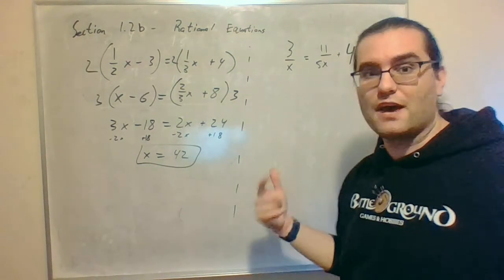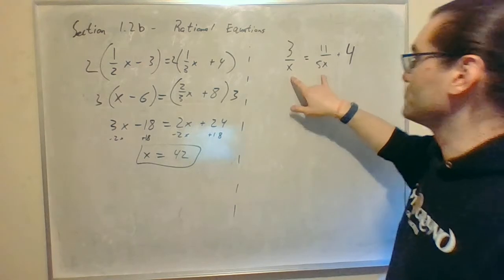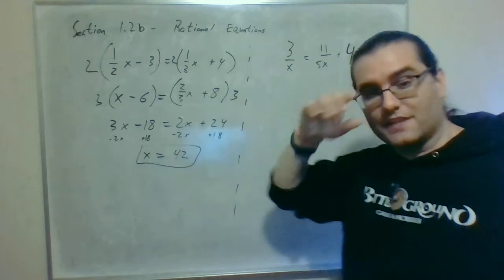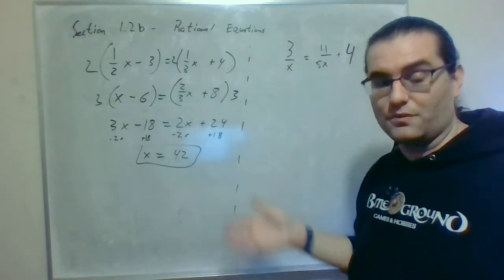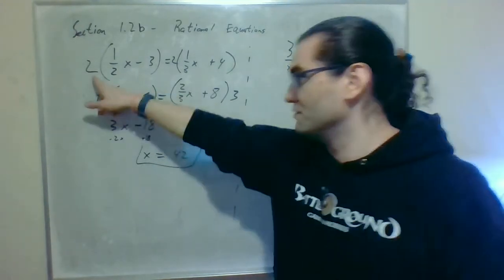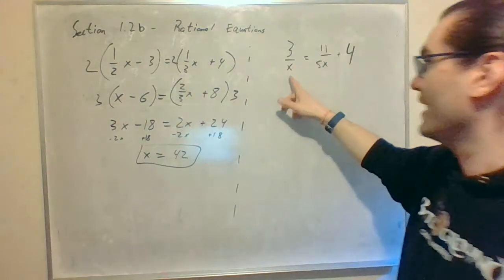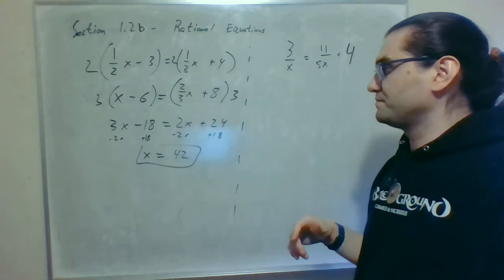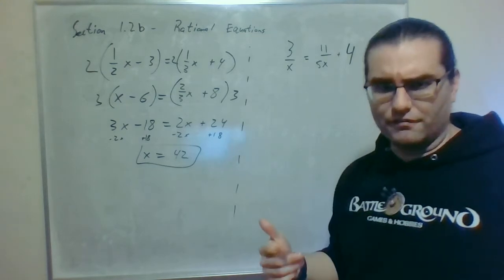The big difference is that now when we multiply by these denominators, we're going to be multiplying by x and 5x. And we're going to have to cancel these pieces with x's in them. Instead of just canceling the 2 and the 1/2, we'll be canceling x's and 1 over x's and stuff like that. So there's a little bit more algebra involved there.